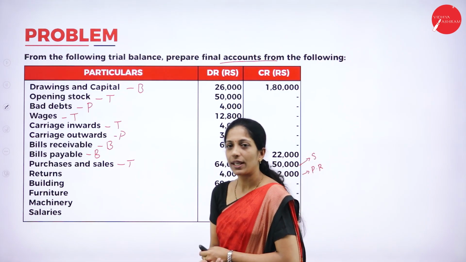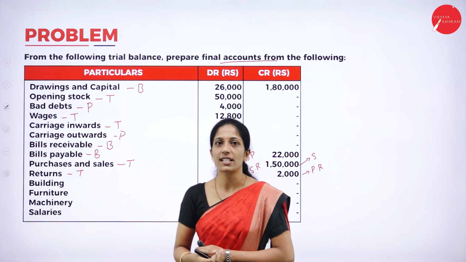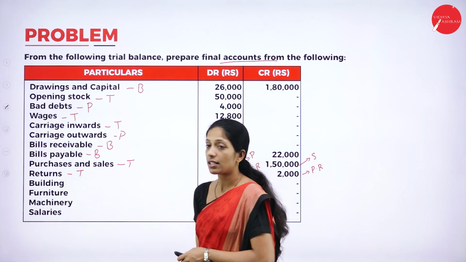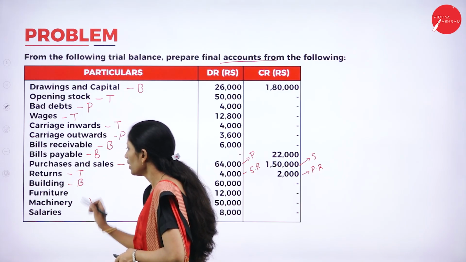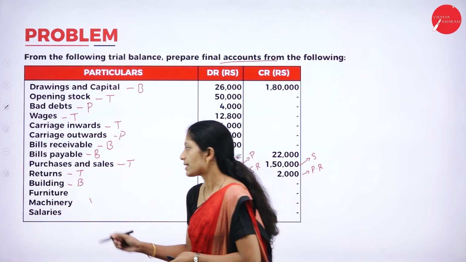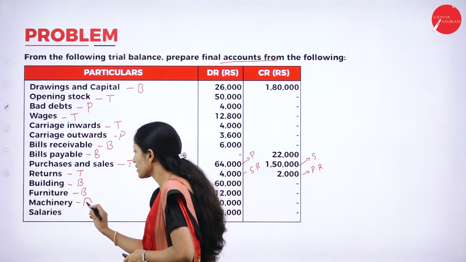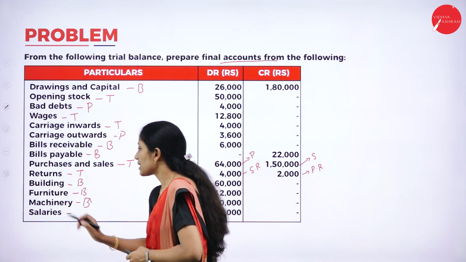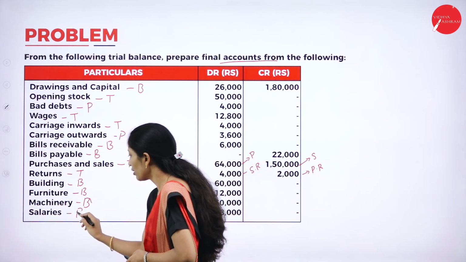So returns, where do we record? In the trading account, where we have to minus from the purchase as well as sales. Next, building, it's an asset which comes under balance sheet. Next, furniture, it is also an asset, so it comes under balance sheet. Machinery, it's a fixed asset, again in the balance sheet. Salary, it is an indirect expense, so we'll record in profit and loss account.